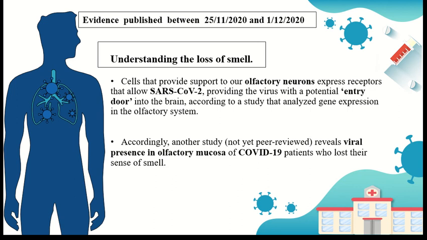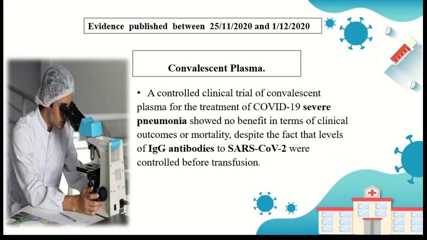Understanding the loss of smell. So what is the concept behind understanding the loss of smell? Cells that provide support to our olfactory neurons express receptors that allow SARS-CoV-2 in, providing the virus with a potential entry door into the brain, according to a study that analyzed gene expression in the olfactory system. While according to another study, not yet peer-reviewed, viral presence was revealed in the olfactory mucosa of COVID-19 patients who lost their sense of smell. Convalescent plasma. Next thing is convalescent plasma.